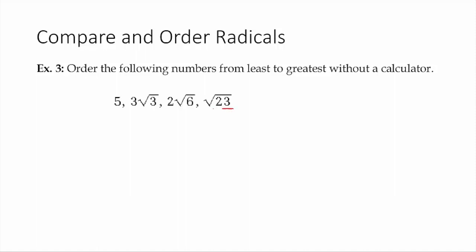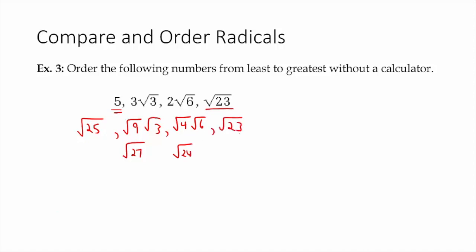So when I see this question and I see this square root of 23 there, I know that I'm going to need to take all of these and rewrite them as entire radicals. So 5 is a little interesting because it's not really a radical at all, but remember that 5 is really just the square root of 25. If we look at 3 root 3, remember that's the square root of 3 times 3, which is 9 root 3, which is just equal to the square root of 27. This is just the square root of 2 times 2, which is 4, times the square root of 6, which is just equal to the square root of 24. And of course we have our original entire radical.